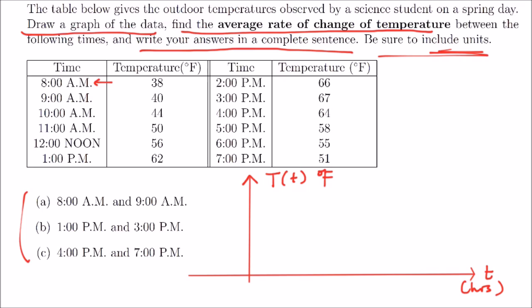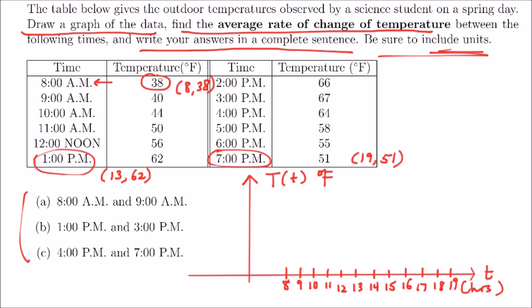So this first piece of information here corresponds to the coordinate point 8, 38. And this point right here would then correspond to the point 13, 62, because 1 p.m. is 13 hours away from midnight. And this point right here would then correspond to the point 19, 51 here. Once you've figured out all the points, it should be a simple task to lay those points down on your coordinate system.